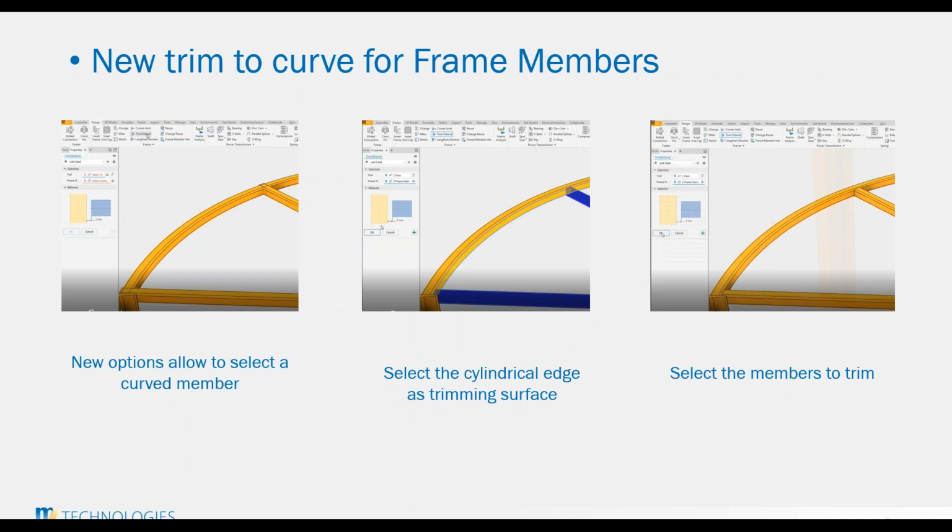One other new feature, it allows you to trim to a curved frame member, which is really nice. You can see here that there's a member that's curved. You've got a bunch of members that are going into it, and picking on the inside face, you're able to trim to it. Again, really nice feature, long overdue.